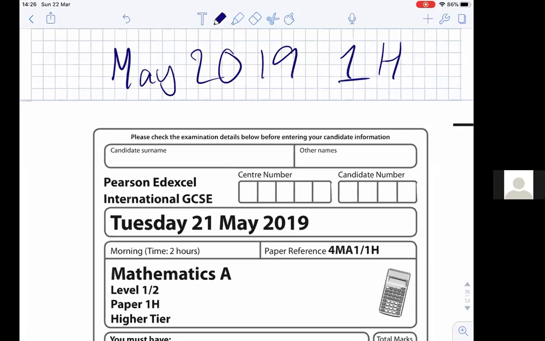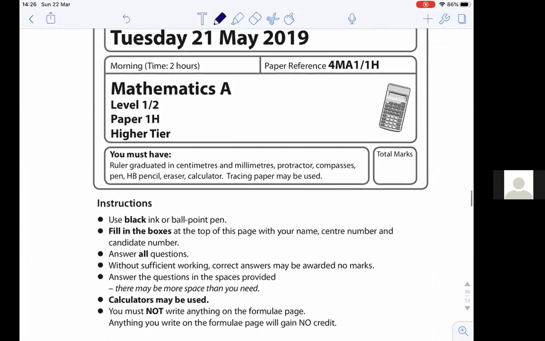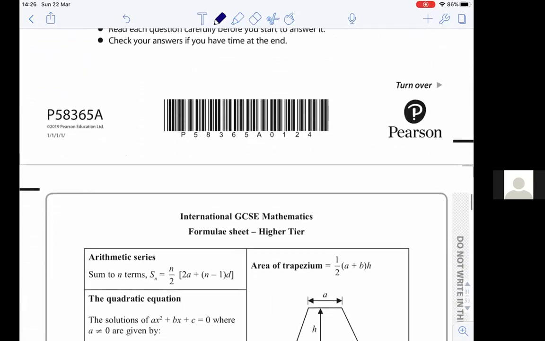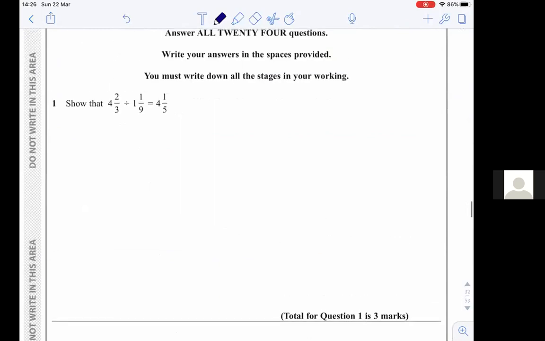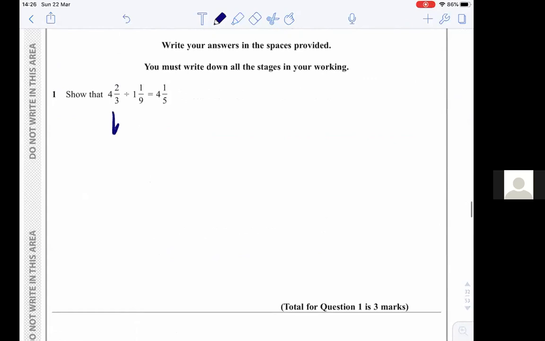Okay, so I'm going to go through paper 1H, which I handed out not too long ago. Let's get straight into it. So question 1, we have a fractions question, division. First things first, we need to change these so that they're top heavy.